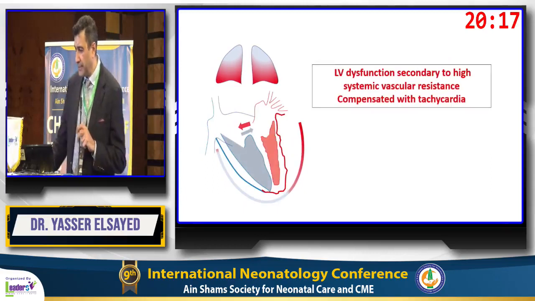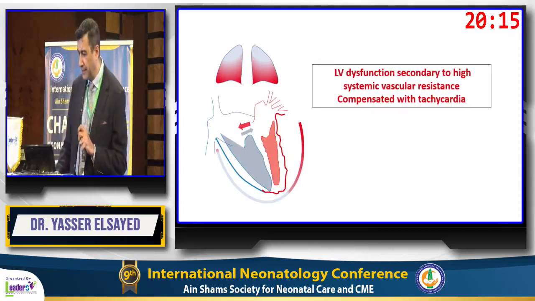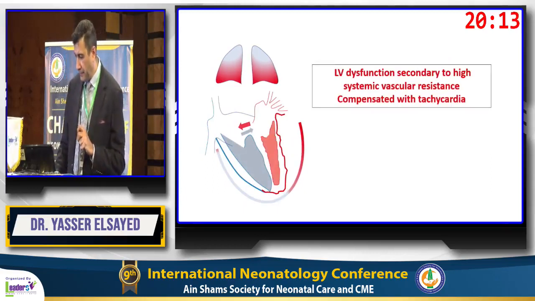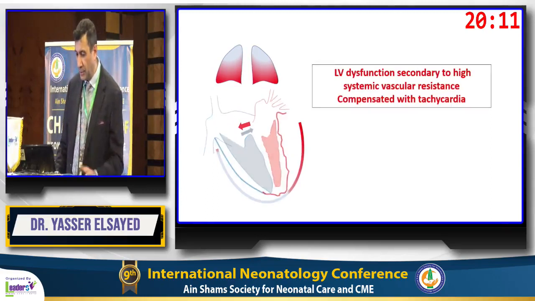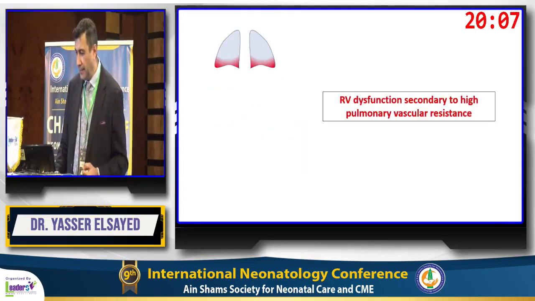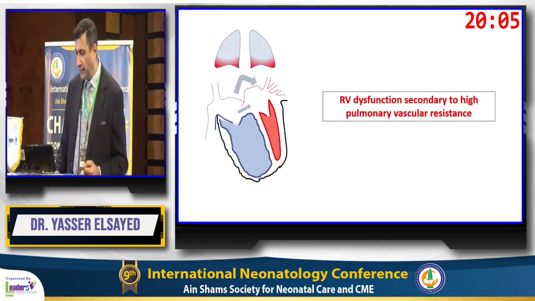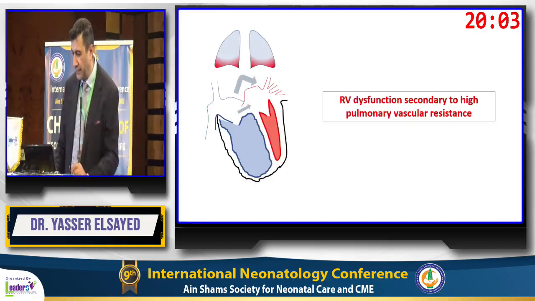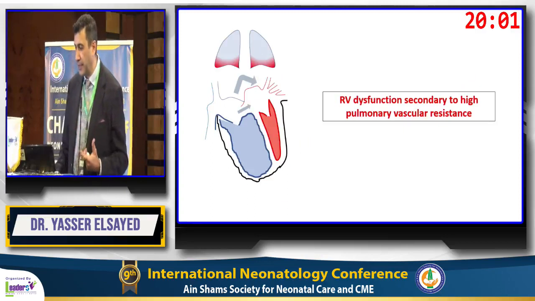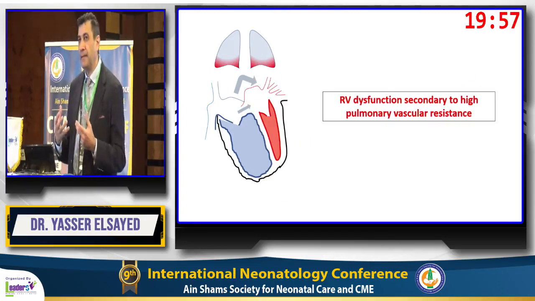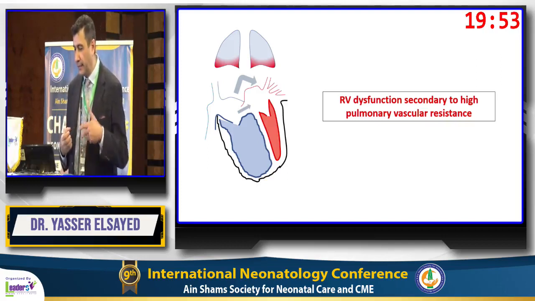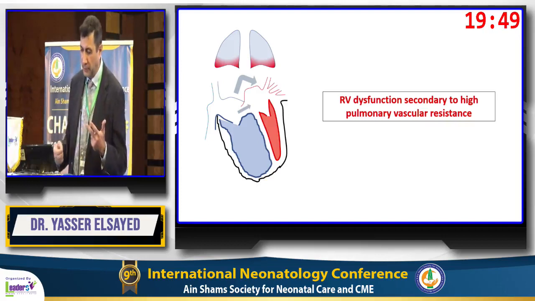And LV dysfunction secondary to a high systemic vascular resistance should be compensated by tachycardia. So you'll see the heart is very tachycardic in this situation. We can also have RV dysfunction instead of left, when the right ventricle is contracting against high pulmonary vascular resistance. So the ventricle does not have enough power to contract against resistance, either systemic, so we'll have LV dysfunction, or pulmonary, so you have RV dysfunction.